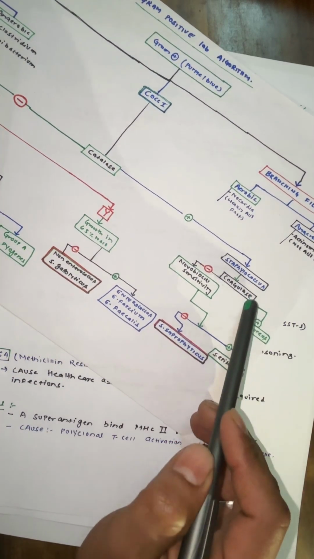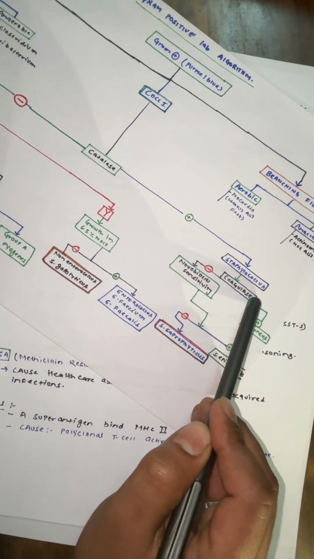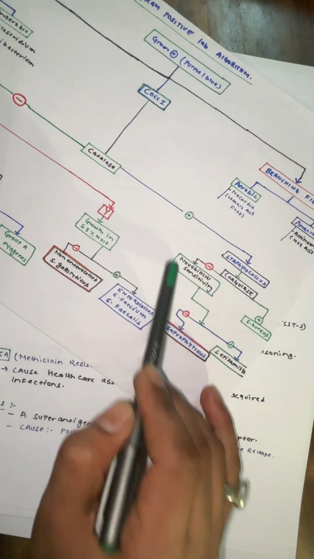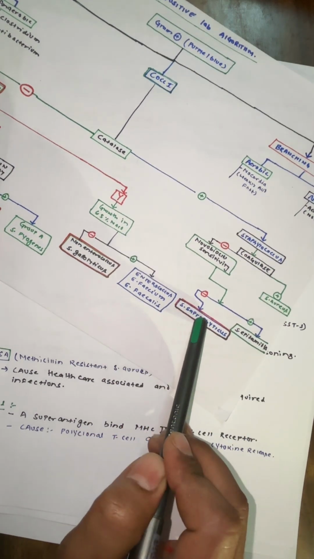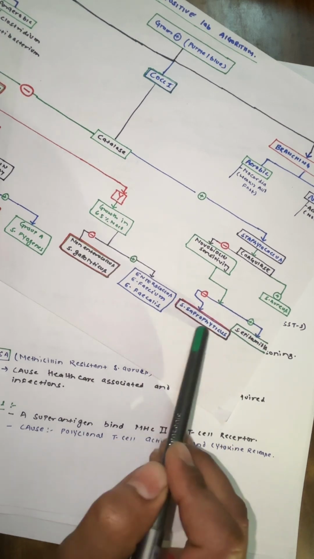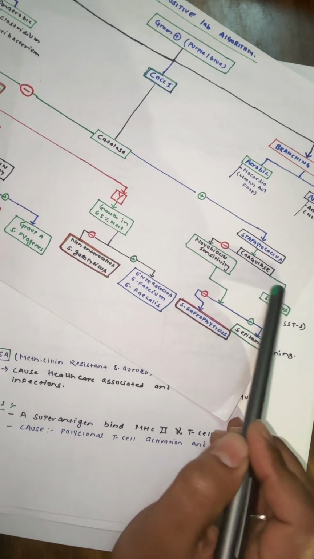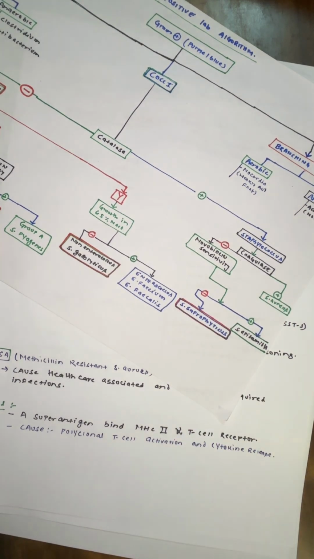Then we perform the coagulase test and look for clotting. If it's positive, it's Staph aureus. If not, we do novobiocin sensitivity. If it is sensitive, then epidermidis. If not, then saprophyticus. So in this video today we'll discuss in detail Staphylococcus aureus, Staphylococcus epidermidis, and Staphylococcus saprophyticus.